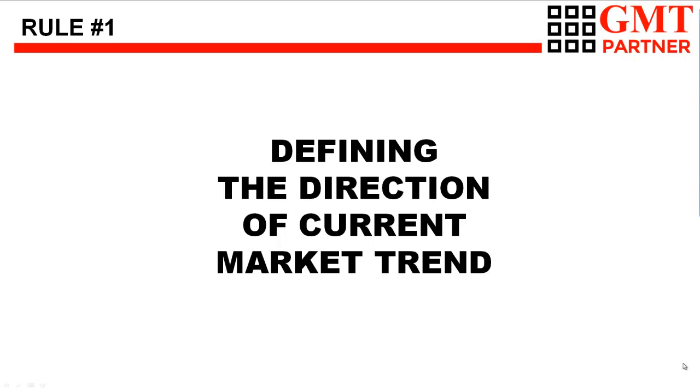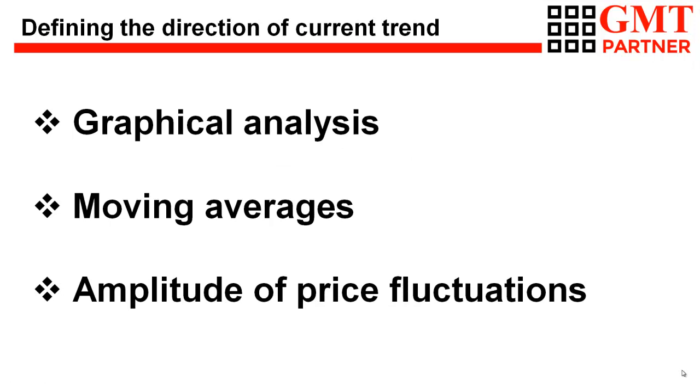The first tool is graphical analysis, that is, the sequence of price highs and lows. The second tool is the moving averages, that is, the mutual disposition of the three pairs of moving averages. And the third tool is the amplitude of the price fluctuations, that is, the amplitude of price swings that develop in the direction of the market trend and its correction.